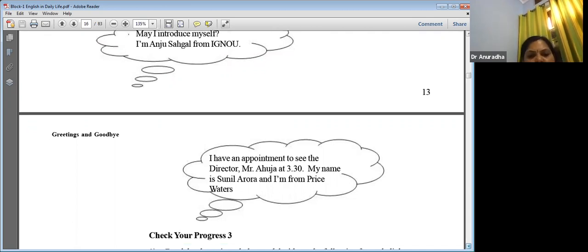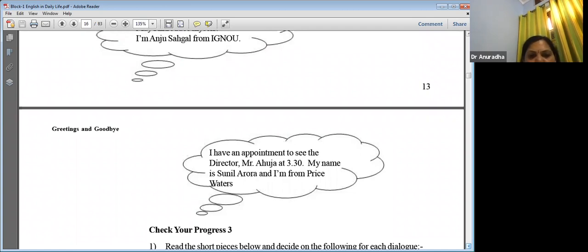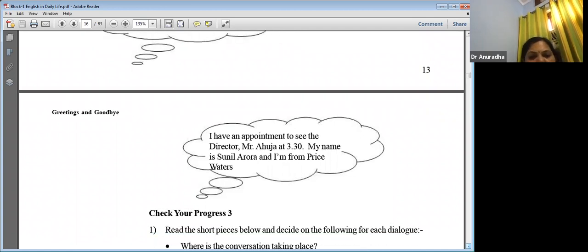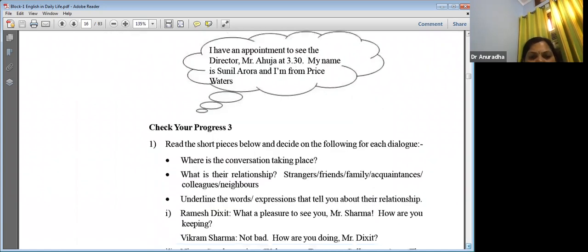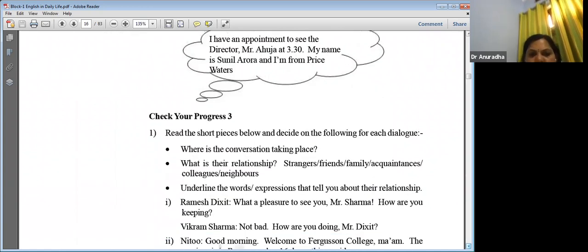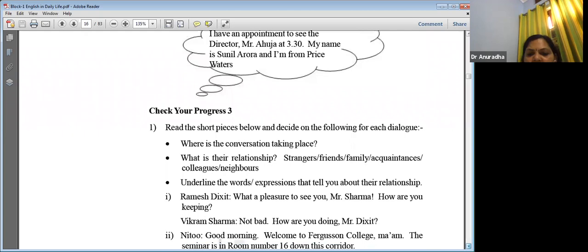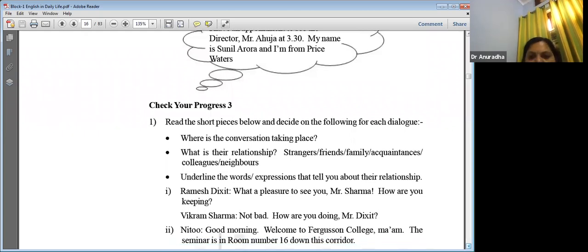Just say, I have an appointment to see the director, Mr. Ahuja at 3:30. My name is Sunil Arora and I am from Pricewaters. So you can check your progress. Read the short pieces below and decide on the following for each dialogue. Where is the conversation taking place? What is their relationship? These are some of the things which you have to keep in your mind. Strangers, friends, family, acquaintances, colleagues, neighbors. Underline the words and expressions that tell you about their relationship.